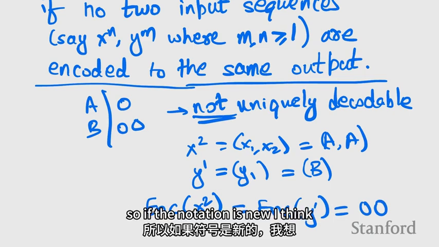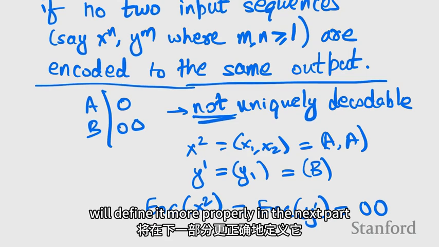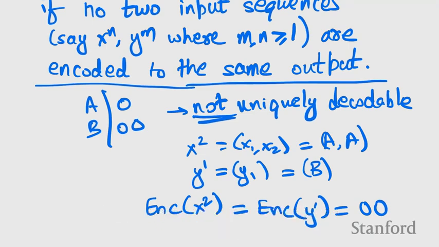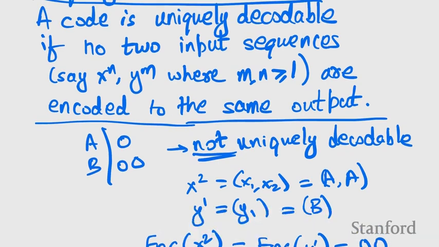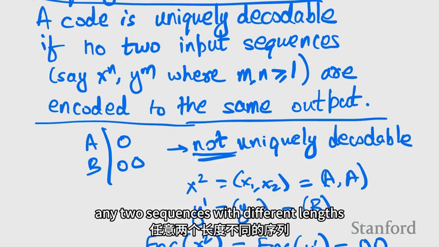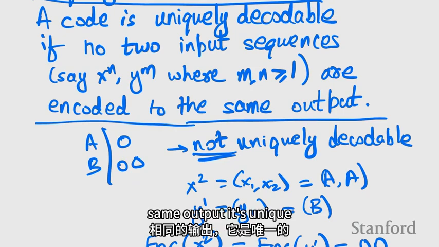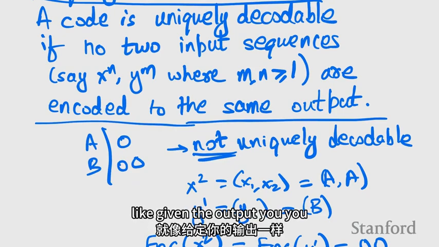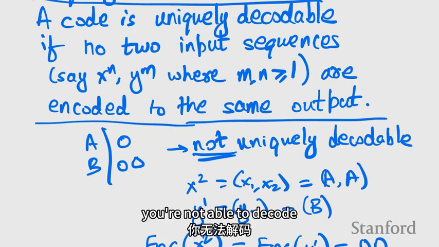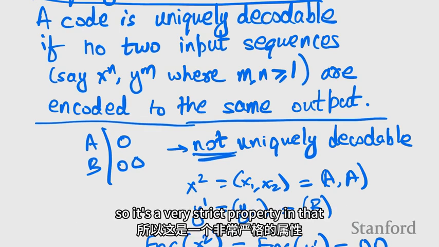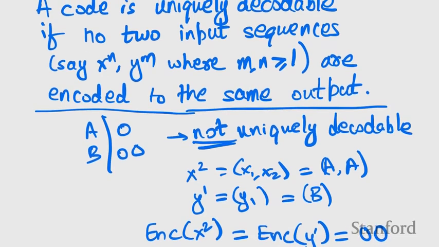Sorry if the notation is new. I think I will define it more properly in the next part, or you will also get used to it. But yeah, that's just a tuple X2 or Xn. So N and M don't need to be the same, right? Any two sequences with different lengths should never map to the same output. It should be unique. Given the output, you are not only able to decode, you also know how many input symbols were there. So it's a very strict property. Is that clear? Okay.